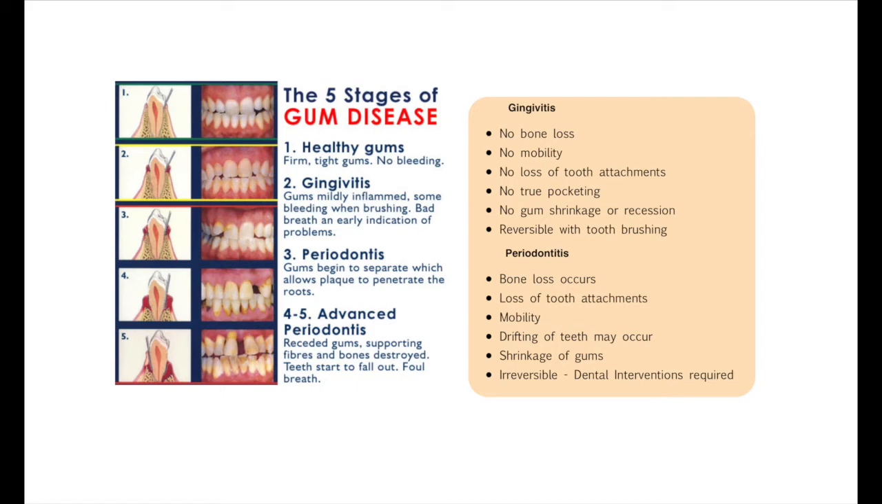Advanced periodontal disease will have receded teeth, looking longer, roots will be exposed, and teeth may drift. Supporting structures will be destroyed. The teeth may begin to wobble and eventually will fall out. Bad breath and teeth may be painful and sensitive. The damage done with advanced periodontal diseases is irreversible. Dental intervention is required to help stabilise and prevent further tooth loss.